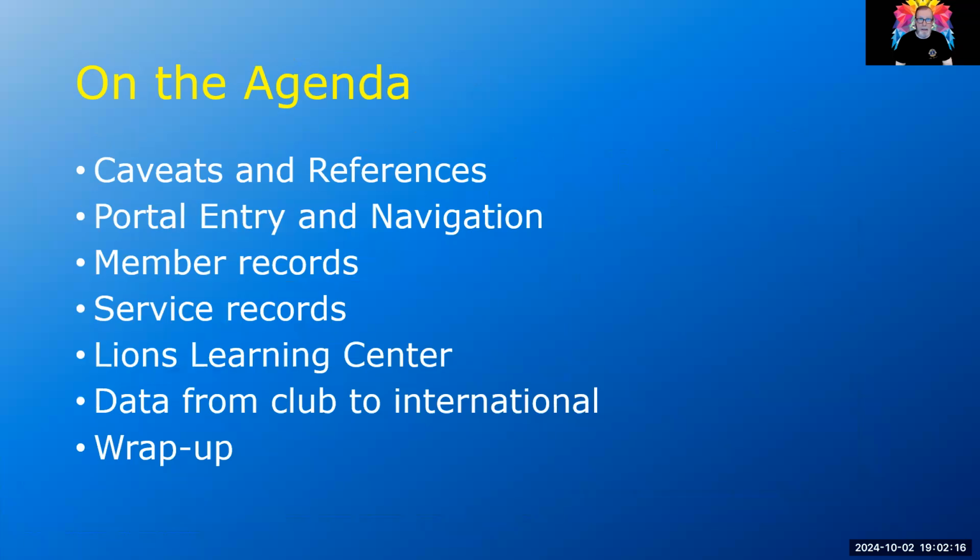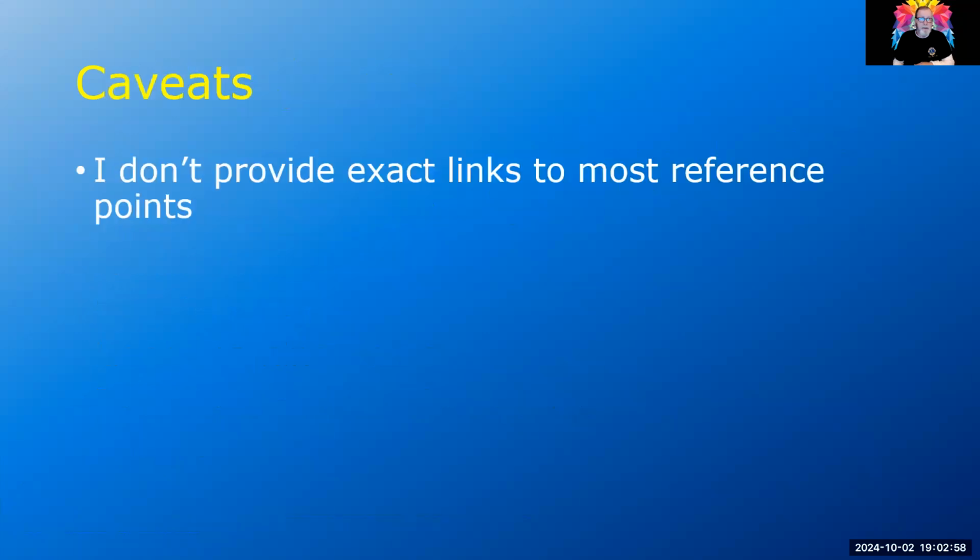On the agenda tonight, a couple of things of which we need to be aware: caveats and references. We're going to be talking about getting into the portal and then primary navigation. I'm going to be talking about your records, member records, and service records that your club has been accomplishing. Then the Lions Learning Center, and we'll examine some of the data that we can view locally through internationally. It's really kind of interesting what's available out there. And then, of course, we've got the wrap up and the Q&A at the end. So let me get into the caveats.